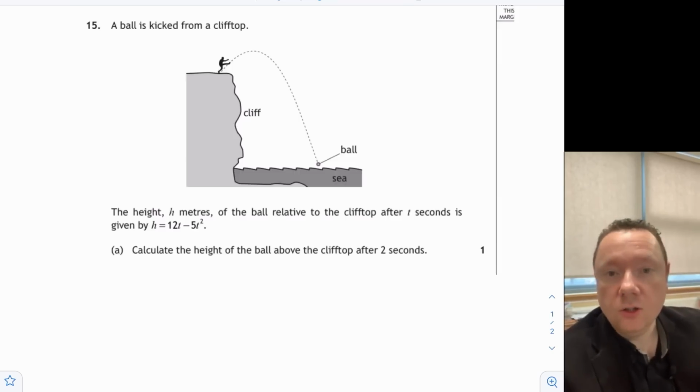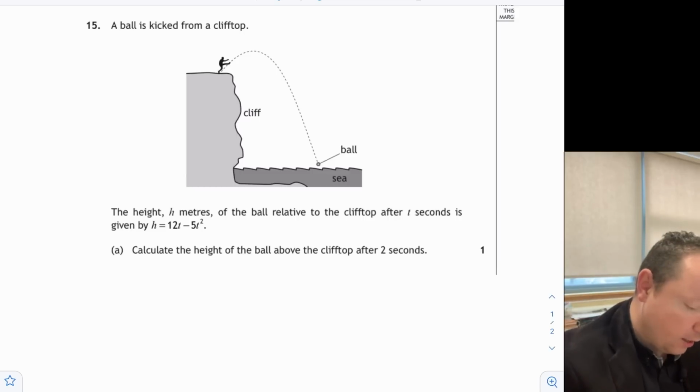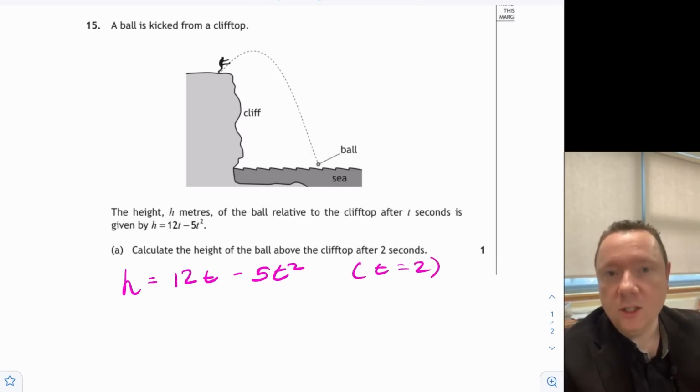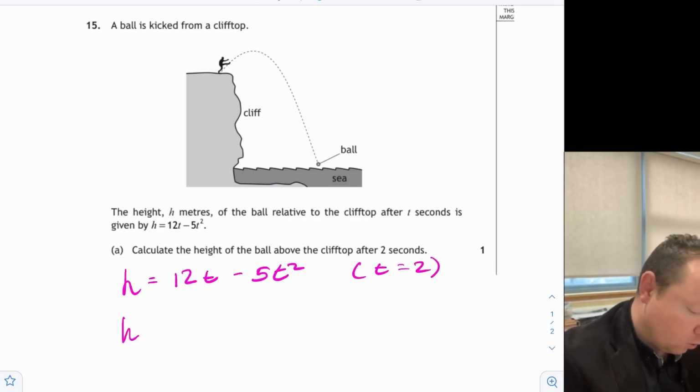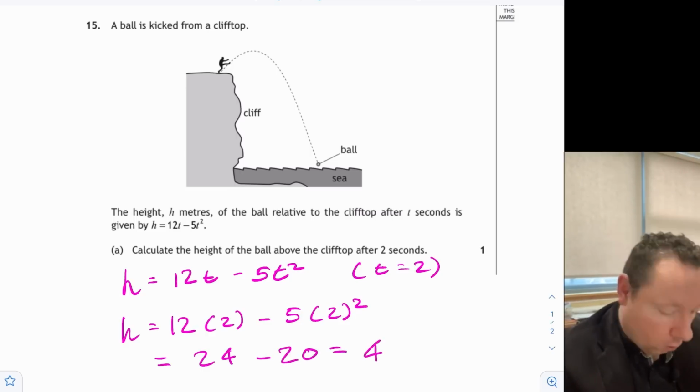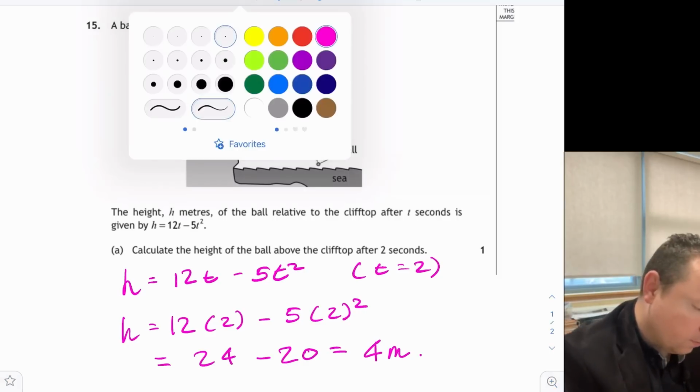Okay, the solution to the first problem. Calculate the height of the ball after 2 seconds. Well, we've got an equation. The height is 12t minus 5t squared, and they want t equal to 2 because it's 2 seconds. So it's just a substitution question in an unfamiliar context. So the height would be 12 times 2 minus 5 times 2 squared. That's 24 minus 4 5s is 20. So that gives me an answer of 4 meters for 1 mark there.